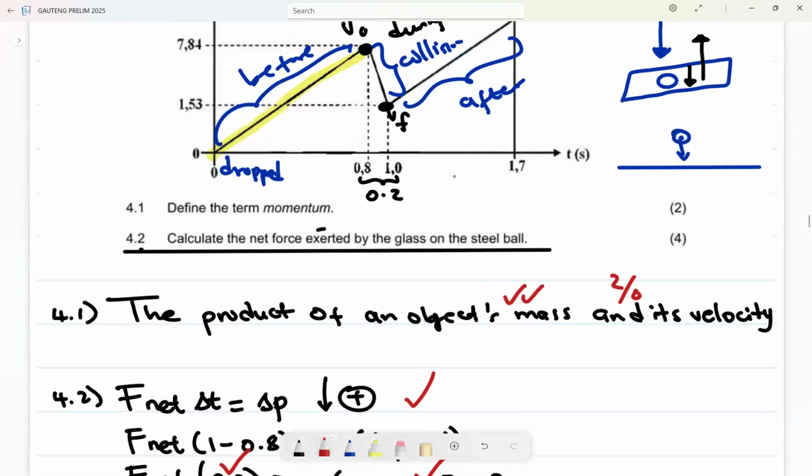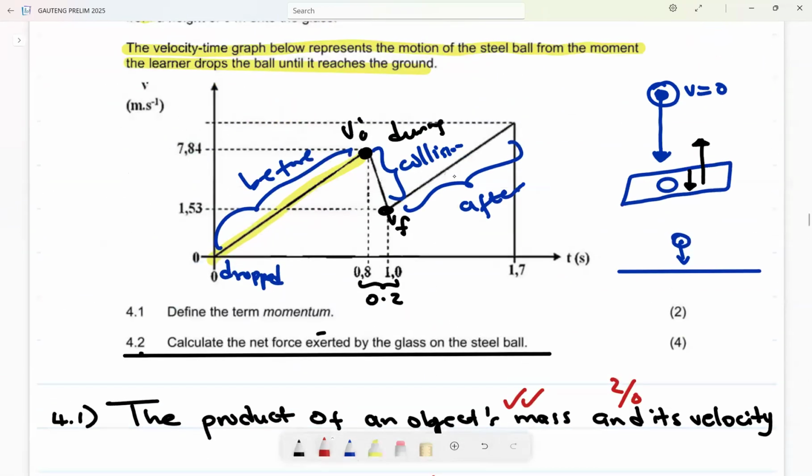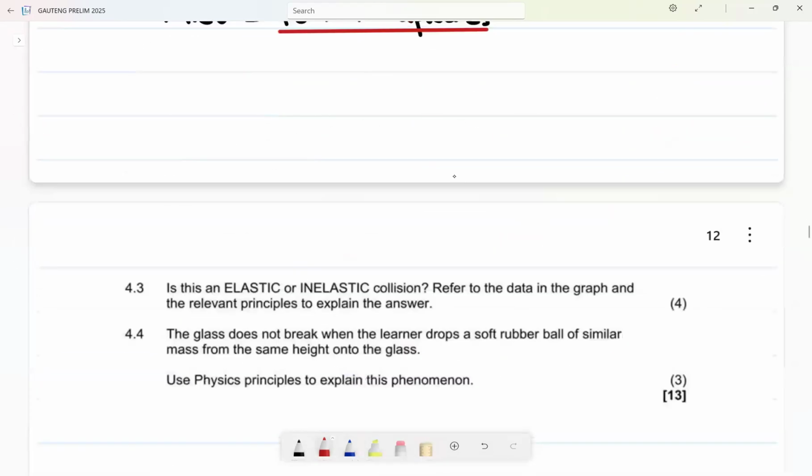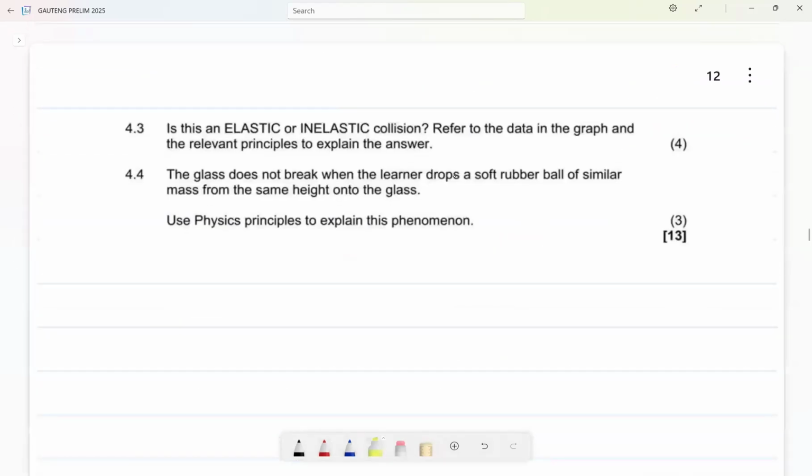I think this was one of the nicest questions. It just needed you to know how to interpret the graph. Let's see the follow-up question. 4.3 says, is this an elastic or an inelastic collision? Refer to the data in the graph and the relevant principle to explain.